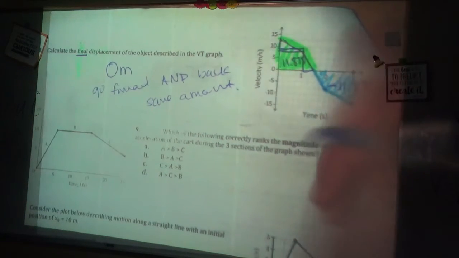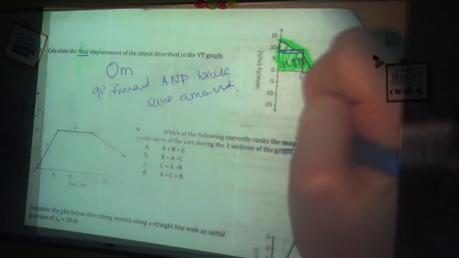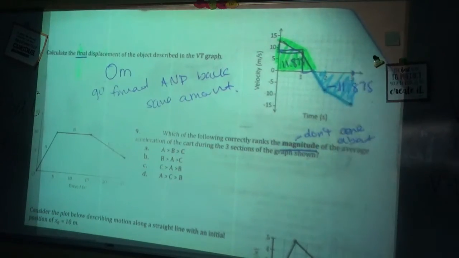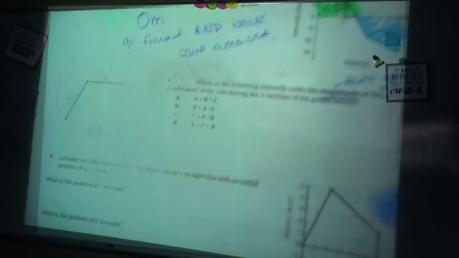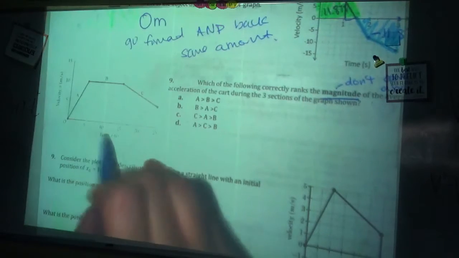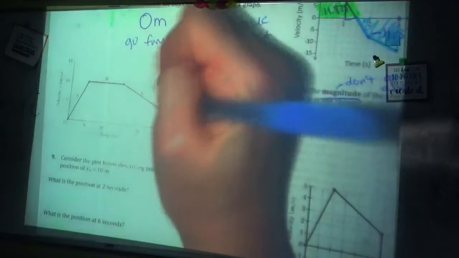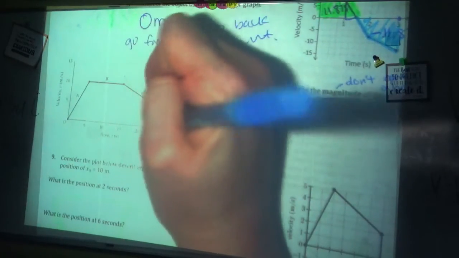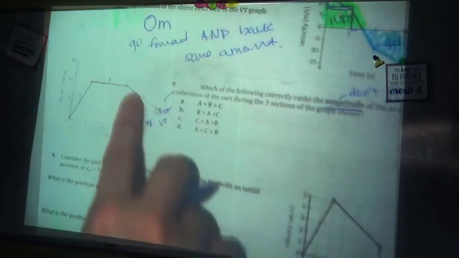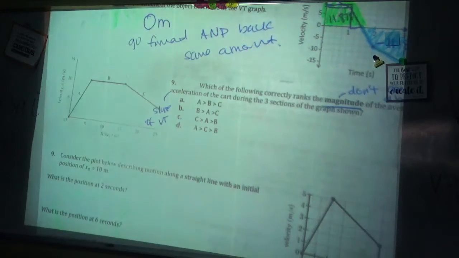Number 9 is asking for the magnitude. Magnitude means you don't care about sign. So the magnitude of the average acceleration during the 3 sections. So you could just look at velocity versus time. The acceleration is the slope of a VT graph. So you can look, so steepest to less steep. And this would be the steepest, then this, and then obviously flat is the least steep.